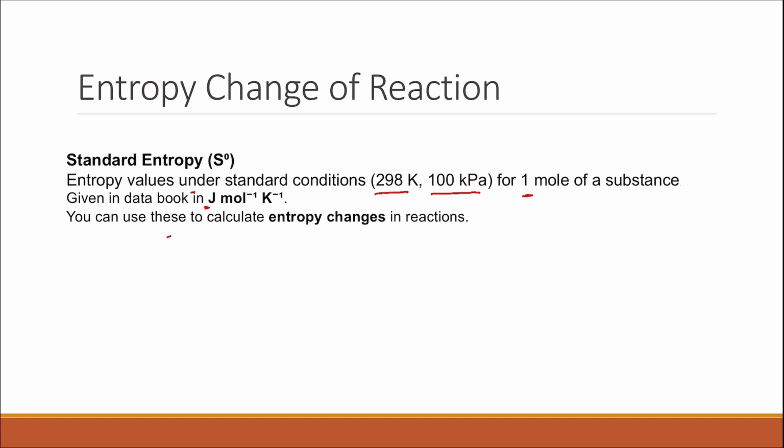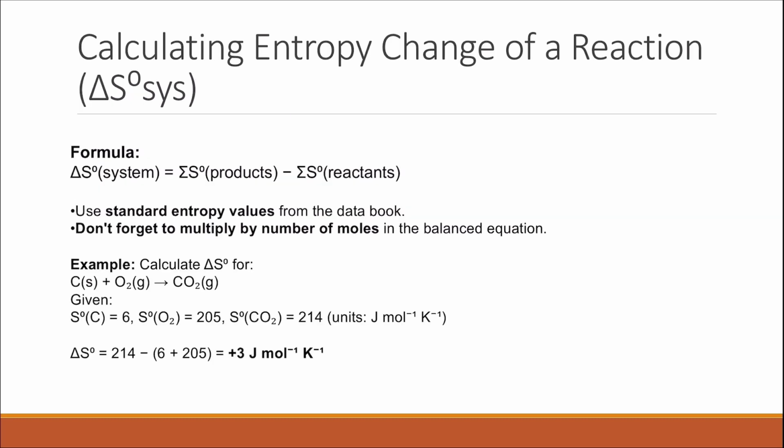You can use these to calculate the entropy change in a reaction. The formula for how to calculate the entropy change for a certain system or for a certain reaction will equal the total of the standard entropy of the products minus the total of the standard entropy of the reactants. Usually they will provide you in the exam with the standard entropy of the different reactants and products and ask you to calculate the entropy change.